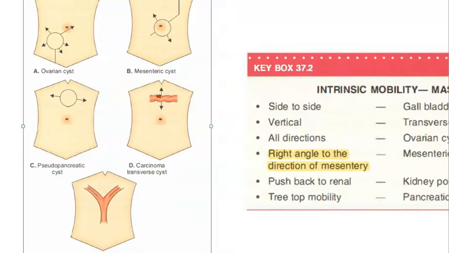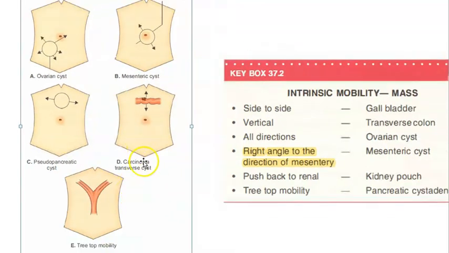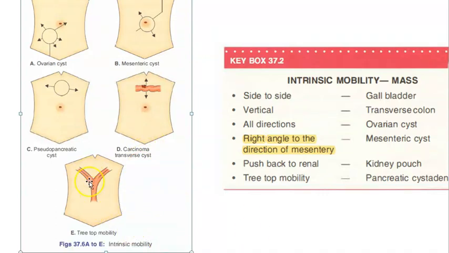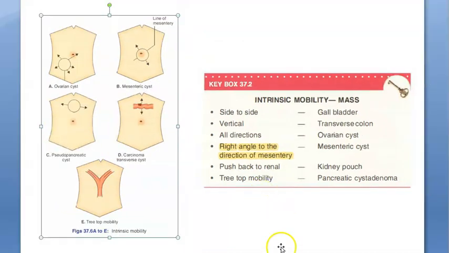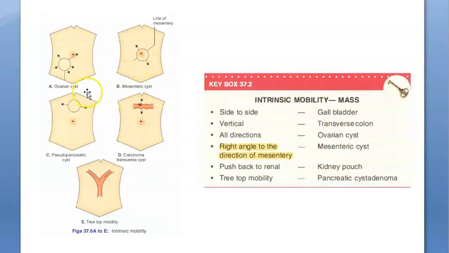Which one is vertical? The transverse colon will move vertically, okay. Tree top mobility they have shown here: pancreatic cyst, adenoma, tree top mobility, okay. They didn't show the gallbladder one here, side to side. That one they didn't show a photo, right?